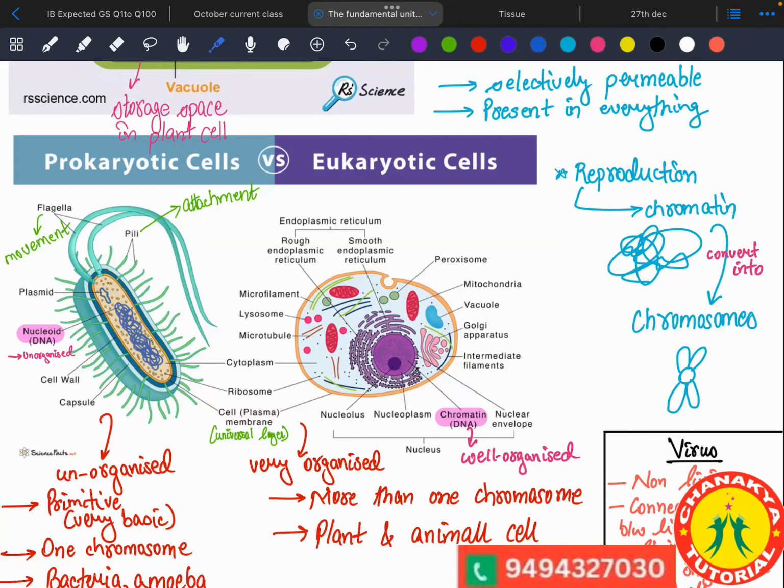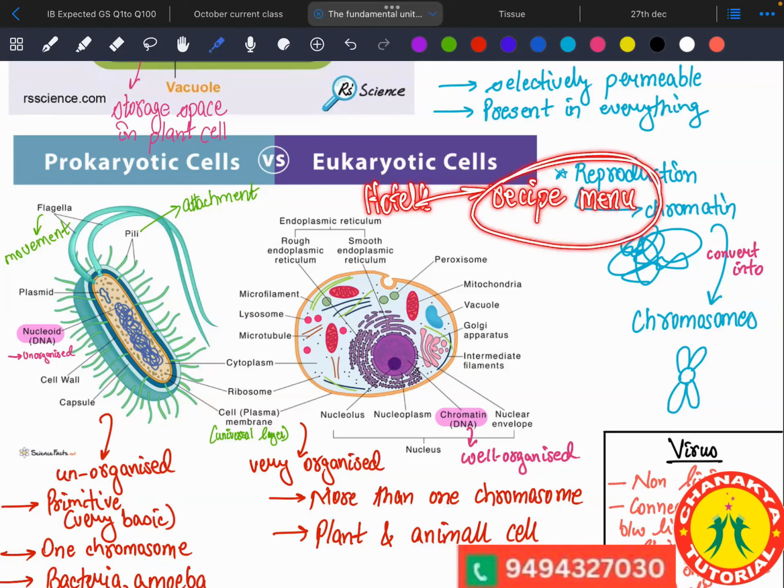If I take an example of a hotel, in a hotel you have seen the recipe menu. Have you seen it? Yes. So DNA is kind of a recipe menu. It contains what different functions the different parts of the cell will perform.